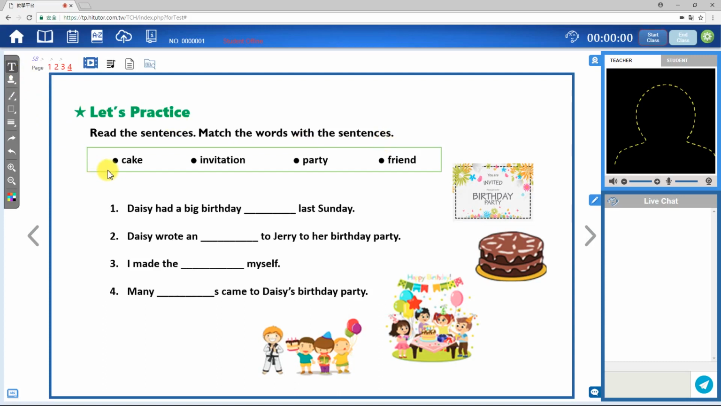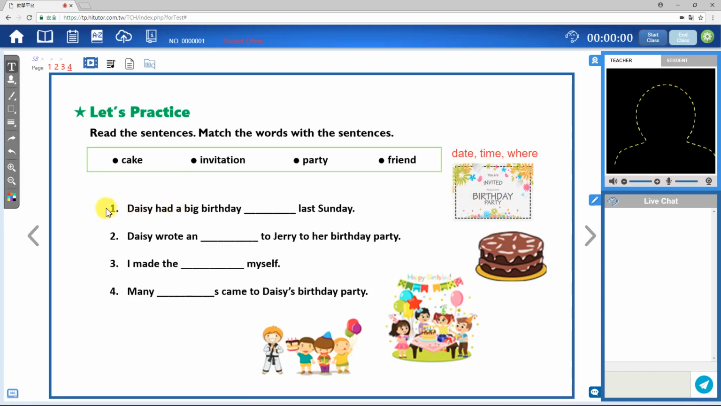Good. The first one, cake. Invitation. Party. Oh yeah, you know this one? Friend. Good. Look at the picture. What is it? It's a cake. Invitation? Okay, this is invitation. I welcome you to come to my birthday party. So I'll give you a card. Write down date, time, and where the party is on the card. Yes, this is the invitation.